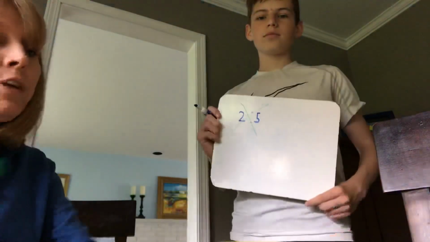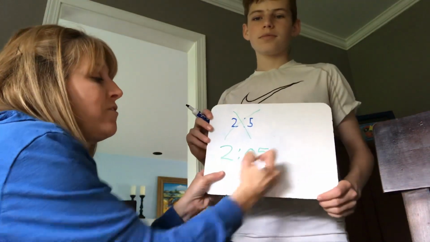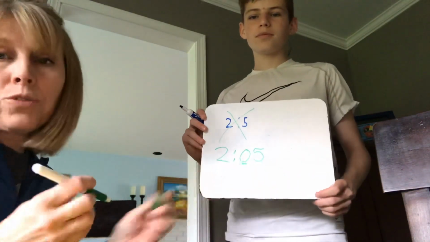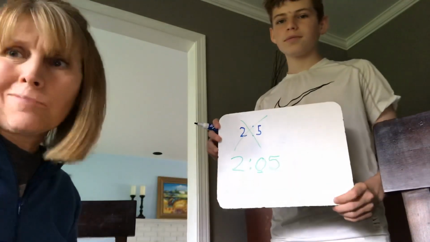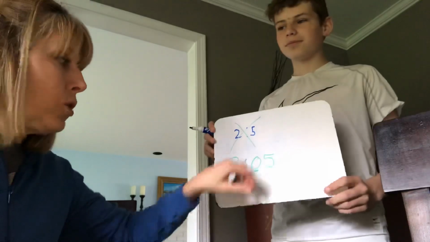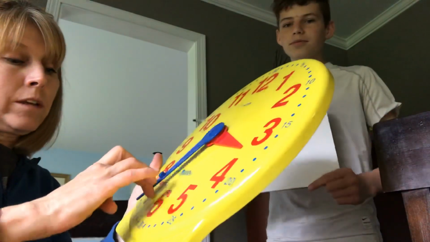2:05. You have to have a 0 there. So it would look like 2 and then 05. You have to have that placeholder there. He had a hard time writing that because he's like, Mom, this looks weird. It's 2:05. All right, then last one for Rhett to write.